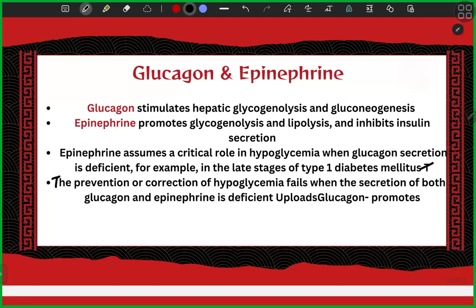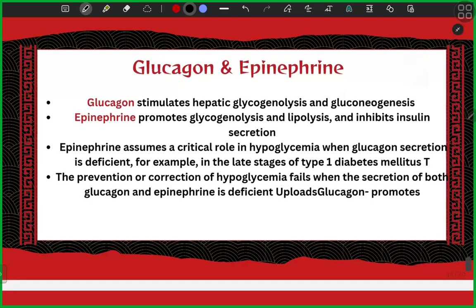The prevention or correction of hypoglycemia fails when the secretion of both glucagon and epinephrine is deficient. What is happening? Basically, if both your glucagon and epinephrine are deficient, nothing's gonna happen. You're basically gonna die, right? You have hypoglycemia because your insulin keeps increasing. Insulin has no opponent at all. It just keeps winning, and you go into hypoglycemia, coma, brain damage. You basically just die. That's what happens.